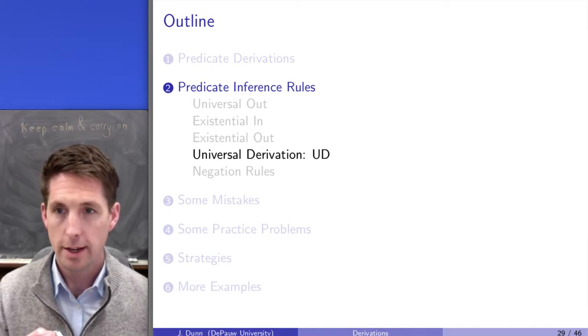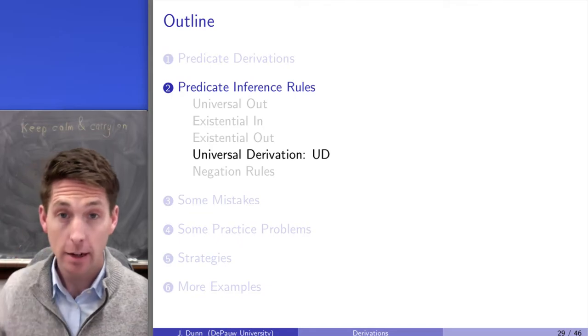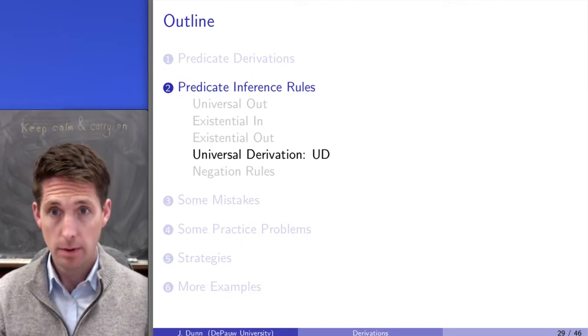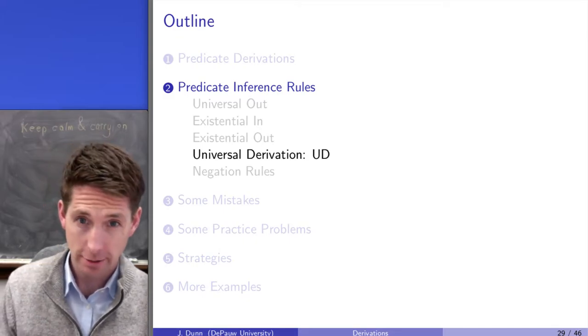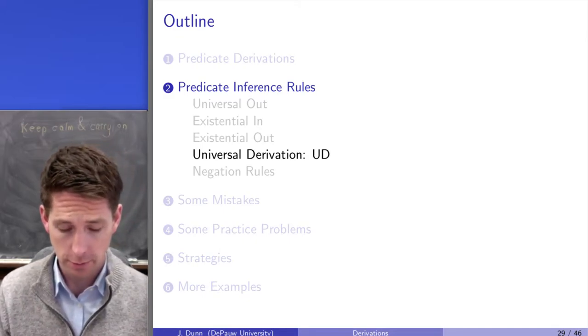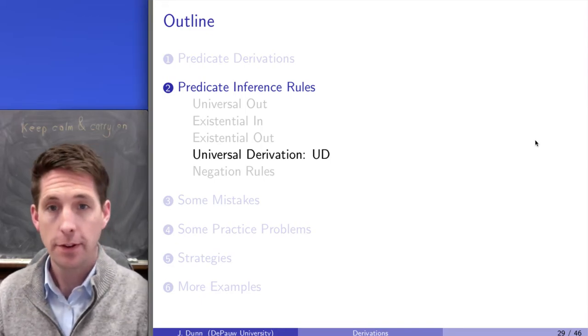Right, hello everybody. We are still working through our new predicate rules, and next up, we've already knocked out universal out, existential in, existential out. Now we're going to do what's called universal derivation. So let's go ahead and talk about this one.